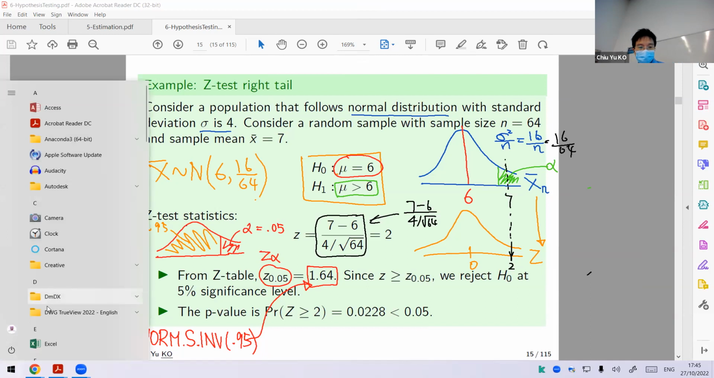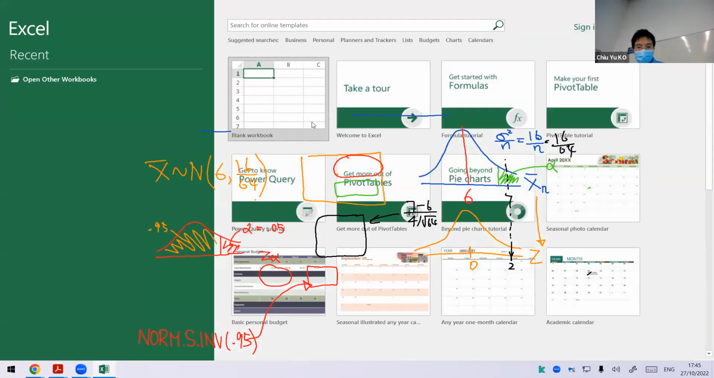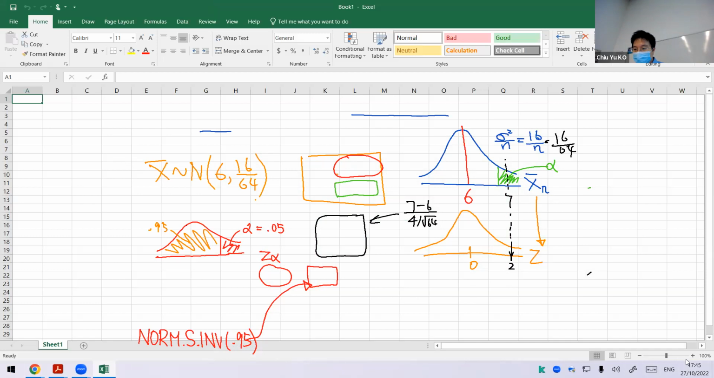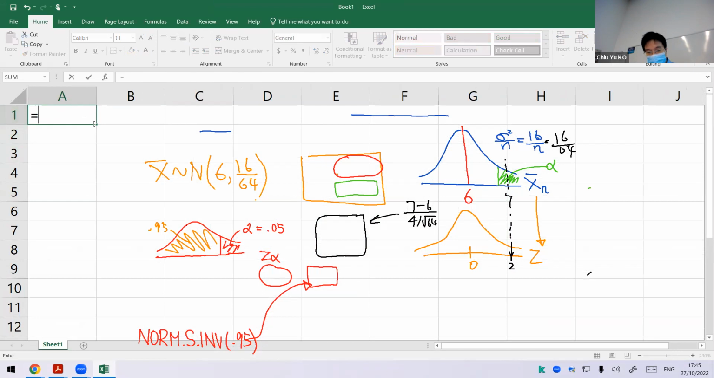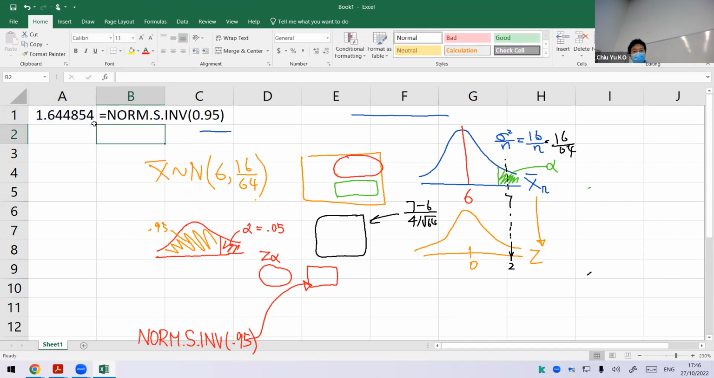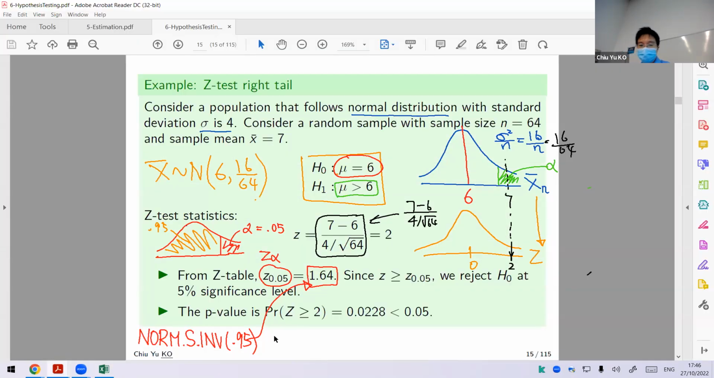So you plug this into Excel and you should get 1.64. Let me show you Excel. I'll just show you NORM.S.INV of 0.95. So that's how you get this number. Okay, that is how I get the 1.64. Is that okay? So that is how you get this number.